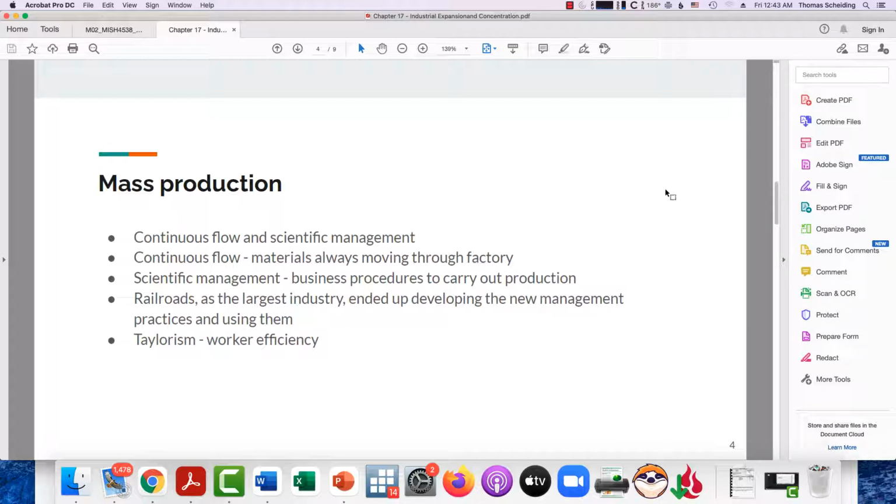And then you've got scientific management. These are the business procedures to carry out the production process. Even simple things like certain cost accounting procedures, time clocks, HR policies, all of these things are what we take as a given in today's business environment, but they had to be developed, and they're developed in this time period. You also get Taylorism, where you have worker efficiency, where workers have a defined set of practices and they do those tasks to greater efficiency and become more specialized and experts in their realm.